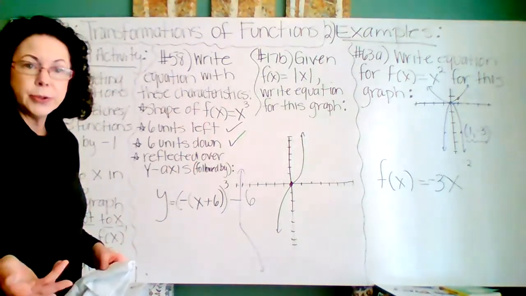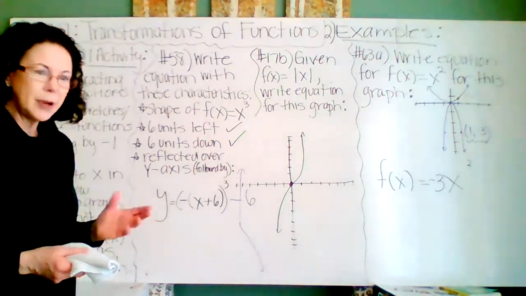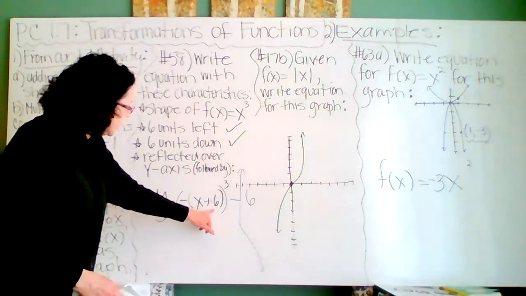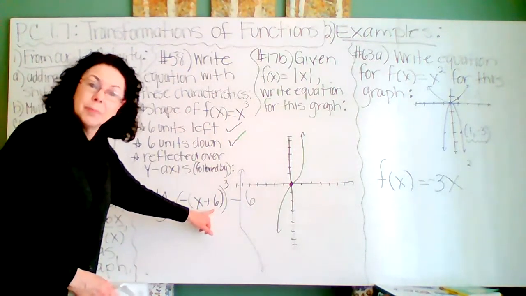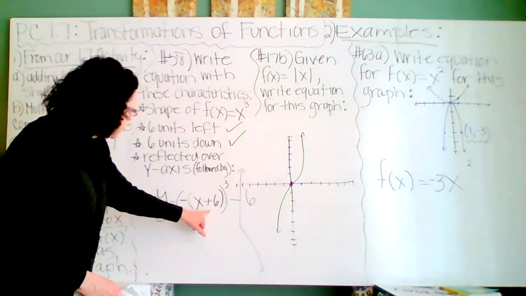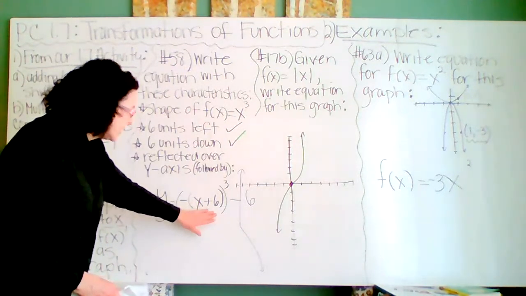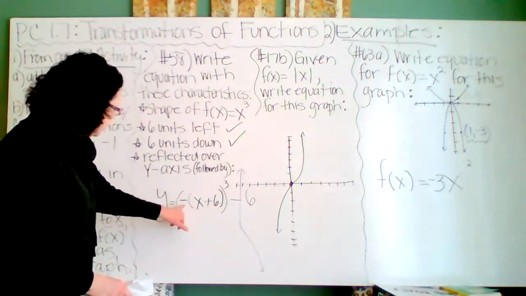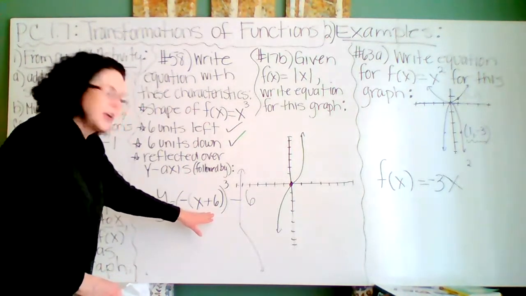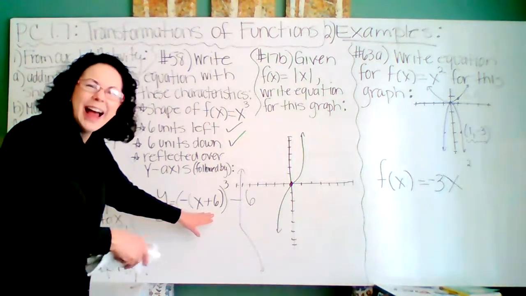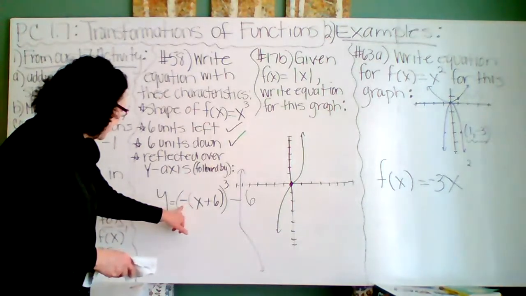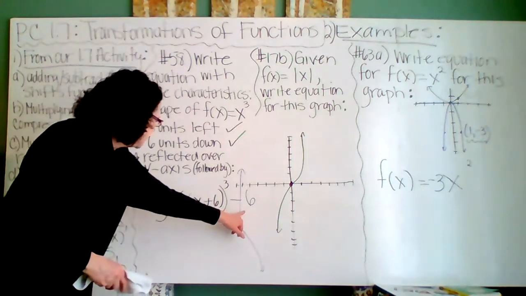So what I do is I keep it all separate, right? I can see right here, when you put an x in, the first thing that happens is it moves it left 6. So that goes first. I can see it left, down, and then, right? So left, right? And then being multiplied by a negative will reflect it and it will move it down.